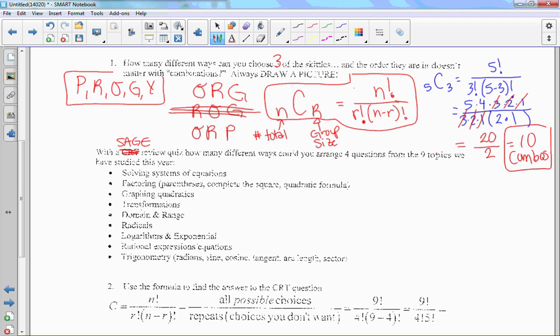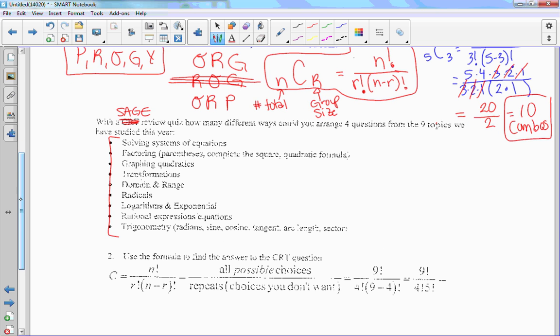Okay, we're going to do the same example again and see how it changes when we don't care about order. Same example as before, topics to study, we're trying to study 4 of them. So how many different ways, not caring which order we review them in, how many different ways can we review these? So with our setup for the formula, what's the n? 9 choose. How many do we have? 4.